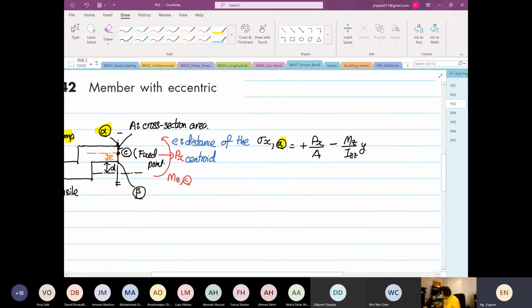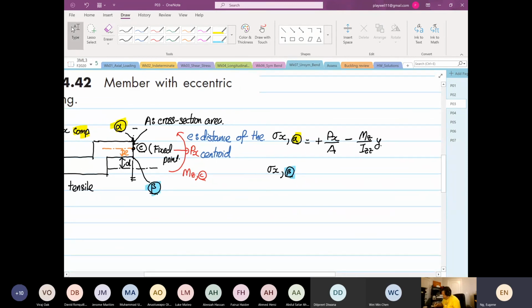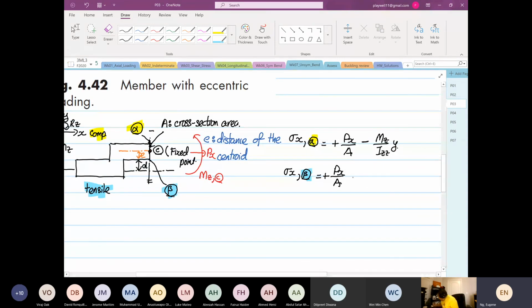And then if you look at stress X at point beta. Okay, so beta over here is down here. Okay, so at beta, Px is still inducing a what? A tensile. Okay, so this is still equal to plus Px divided by A. And then at beta down here, below the centroid, right? At beta, we know from the moment arrow, we are going to see a what? A tensile. Okay, so this is where it is plus Mz over Izz multiplied by y.